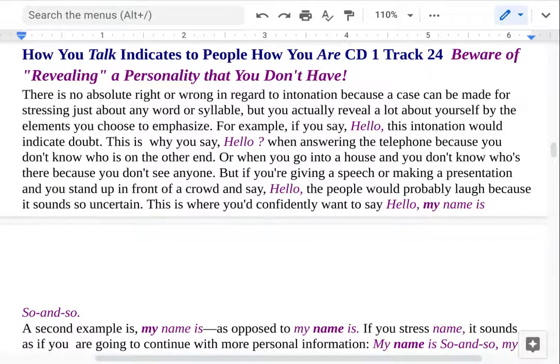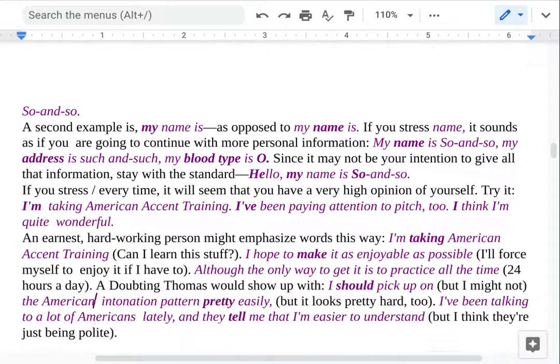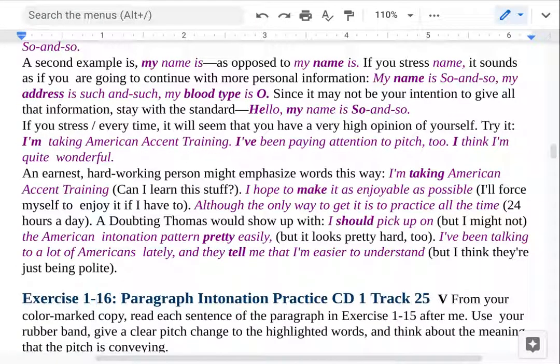But if you're giving a speech or making a presentation and you stand up in front of a crowd and say, hello, the people would probably laugh because it sounds so uncertain. This is where you'd confidently want to say, hello, my name is so-and-so. A second example is, my name is, as opposed to, my name is. If you stress name, it sounds as if you're going to continue with more personal information. My name is so-and-so, my address is such and such, my blood type is O. Since it may not be your intention to give all that information, stay with the standard, hello, my name is so-and-so. If you stress I every time, it will seem that you have a very high opinion of yourself.